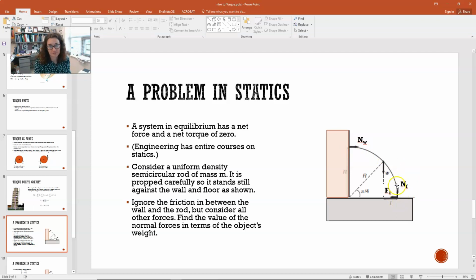Now finally, my last force is the force of friction between the floor and the rod. Remember, I said I was going to ignore the friction between the wall and the rod, but not the floor. Can't ignore that one and have it sit there. So here I've got the force of friction, and it's going to oppose the direction of motion that the object wants to go. Since it's going to want to slide away, the force of friction is going to point in towards the wall, towards the left. So that's my free body diagram.